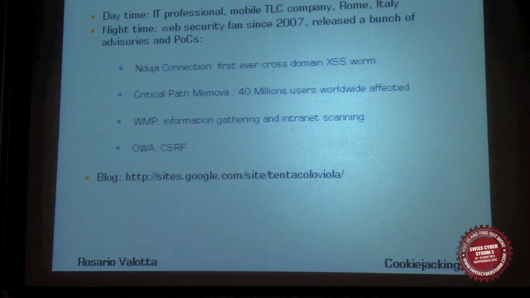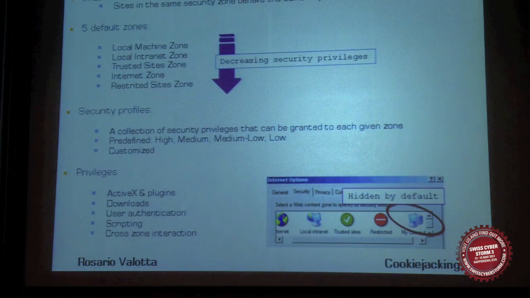Another advisory was related to Windows Media Player. It was a bug that allowed an attacker to perform information gathering both on the victim's local machine and on the victim's local internet. Some kind of internet scan. And last year, the last advisory was about a plain cross-site forgery vulnerability in Outlook Web Access. So this is the URL of my blog. You can check it out for the complete list of my works.